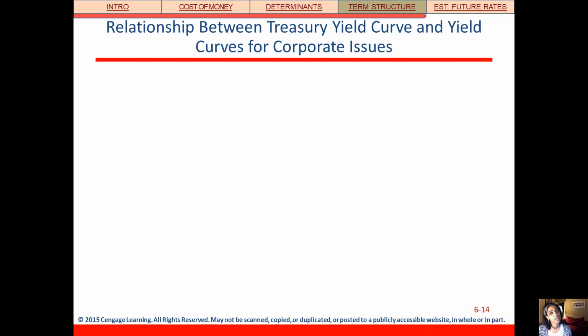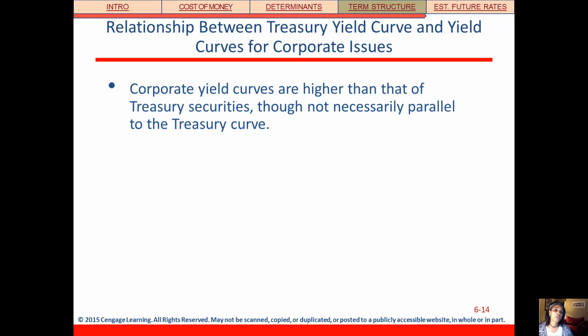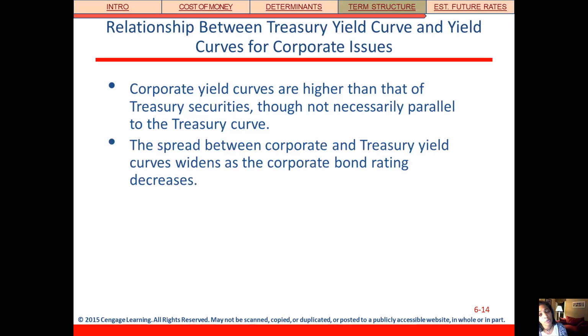So how do Treasury yield curves relate to corporate issues? Well, corporate yield curves are going to be higher than Treasuries, but not necessarily parallel. The question is, why are they higher? They're higher because of those two premia that we talked about in that chart early on that do not relate to Treasuries. Those two premia are the default risk premium and the liquidity premium. Those two together make up the spread between corporate and Treasury securities, or corporate and Treasury yield curves.